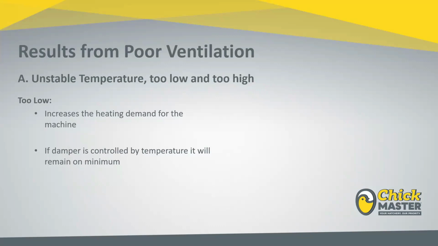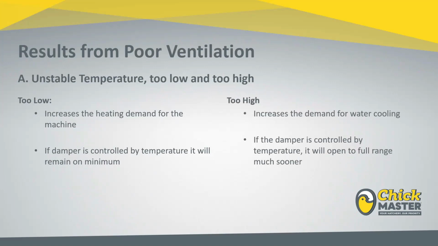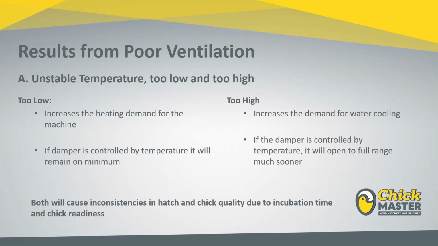So we also recognize if a room is too low, if the damper is controlled by temperature, such as with a lot of the older classic machines, we'll see dampers that'll remain at minimum. Once you make an egg set, the damper won't open very soon because the air entering the machine is just too cold. If it's too hot, obviously the opposite occurs. We see big increases in demand for water cooling. We also see that if the damper is controlled by temperature, it'll open full range much sooner. And both of these things will cause inconsistencies in the internal temperature control, which is going to affect hatch and chick quality due to incubation time and chick readiness.